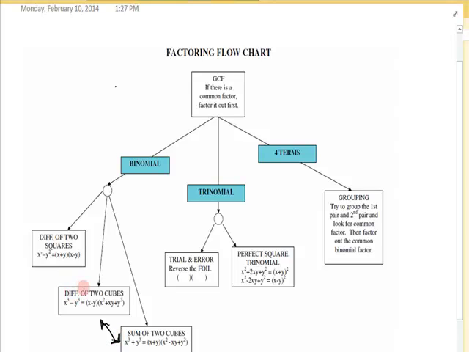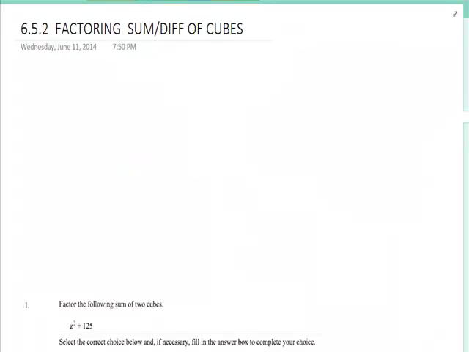This is the difference of two cubes, and this is the sum of two cubes. Now, I'm going to go off to our lesson for 6.5.2 and talk about exactly what cubes are and what the pattern is. But the sum or the difference of cubes, the pattern is very, very similar. So let's take a look. Let's talk about cubes first.